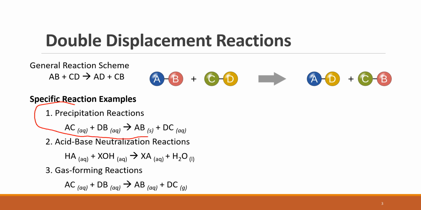Remember, you identify a precipitation reaction by the fact that it forms a precipitate. The word precipitate in chemistry just means that it forms a solid. You can tell this by looking at the reaction scheme because there'll be the letter S in parentheses after one of the products, indicating a solid or precipitate was formed.